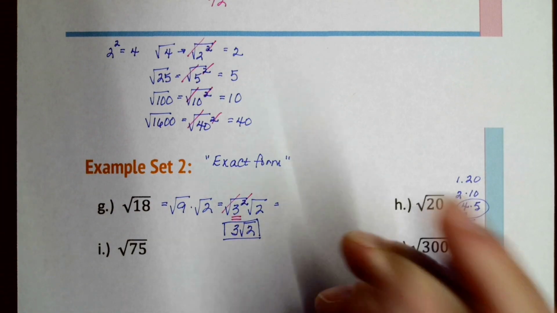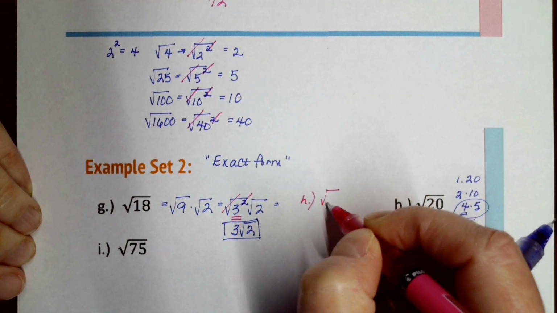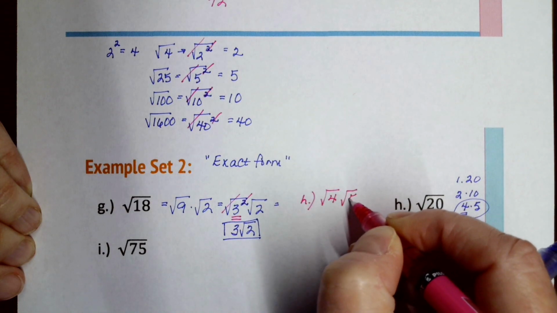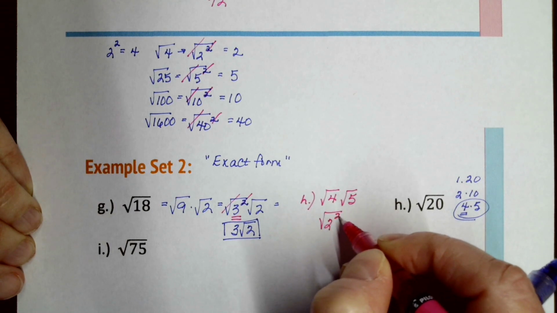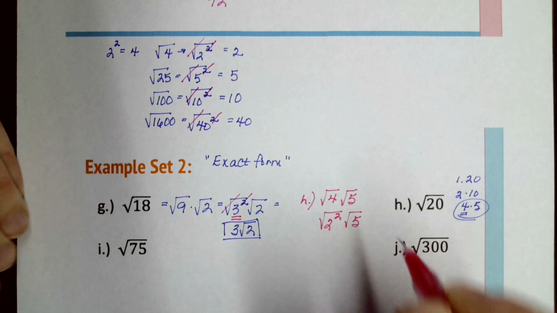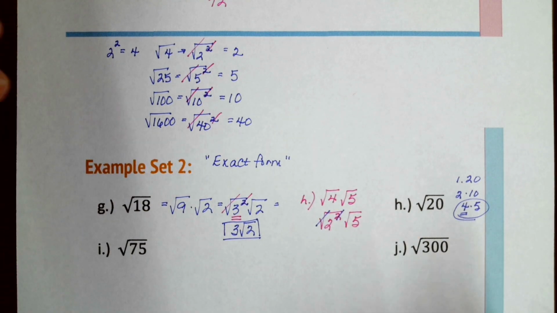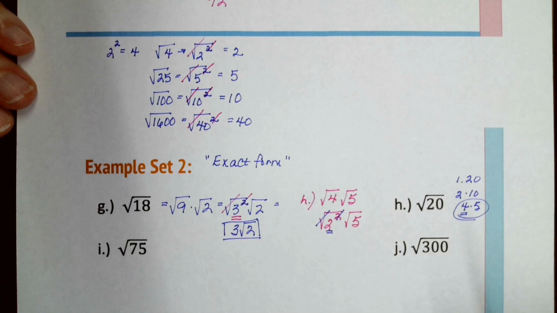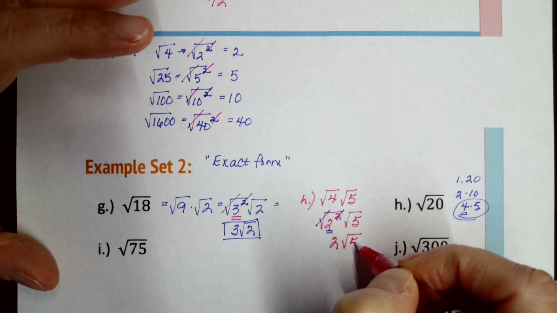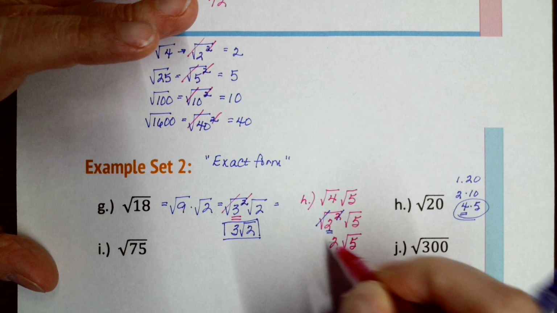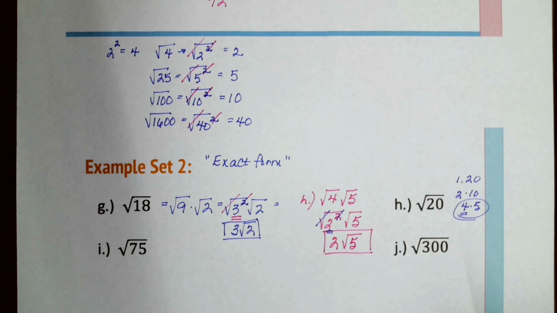So over here on H, sorry, let me switch colors so you don't get confused. H, I'm going to rewrite this as the square root of 4 times the square root of 5. Now 4 can be rewritten, that's why we picked it. 4 can be written as 2 squared, which means I can use the root and the exponent to undo each other. So what's underneath is now going to be outside my radical. The 5 is going to stay where it was. And so the square root of 20, its best answer in exact form, is 2 square roots of 5.